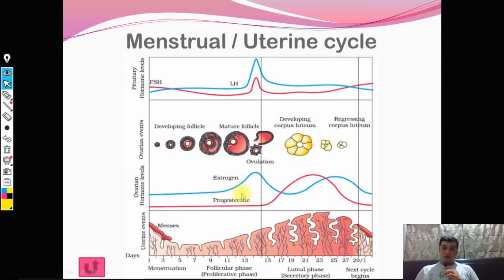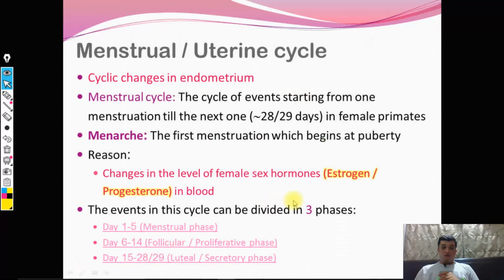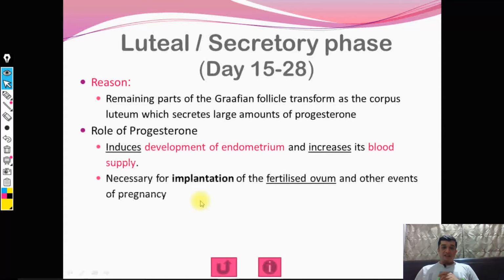But once the progesterone and estrogen levels fall, it will slough off. That's why we call progesterone a pregnancy maintaining hormone. If there is no implantation or fertilization, finally the corpus luteum after 9 days will degenerate and result in a corpus albicans, and then a new menstrual cycle will follow. So this is regarding the luteal phase, the secretory phase.